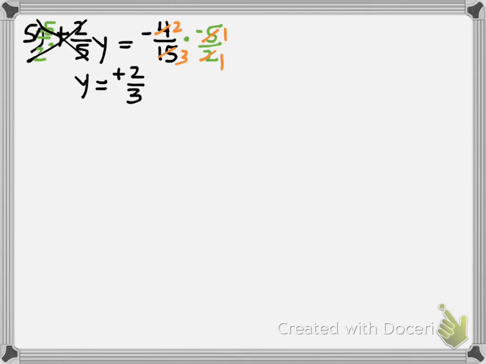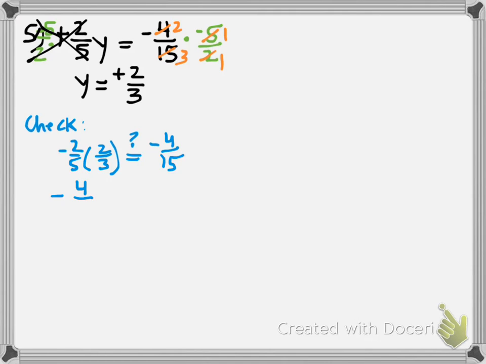So I'm going to go ahead and check this. And we had negative 2/5 times the y value of 2/3. Does that equal negative 4/15? So signs are different, so I'm going to get a negative. There's no canceling, so I'm going to multiply straight across. 2 times 2 is 4. 5 times 3 is 15. And sure enough, it worked out. So that verifies that, yes, y equals positive 2/3.